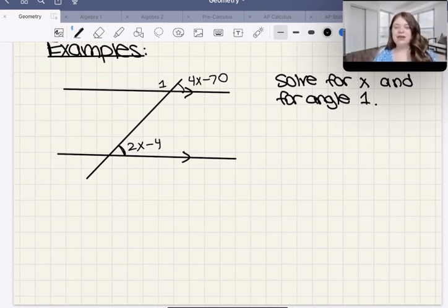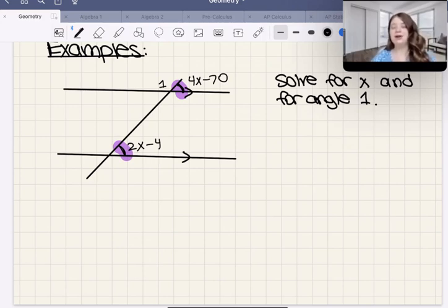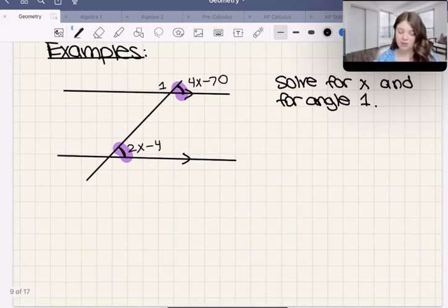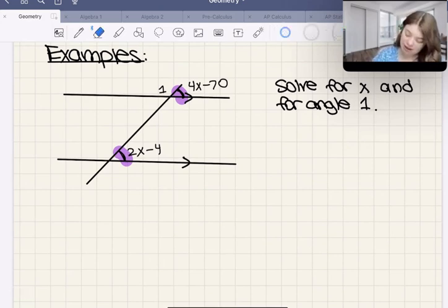Well, notice that these two black angles here, I'm going to highlight them in purple. This angle here and this angle here. These are corresponding angles, right? They're both at the top right of their respective parallel line and transversal, and so therefore they are congruent in this case. They have equal measures because we can also see here that these lines are parallel, right?